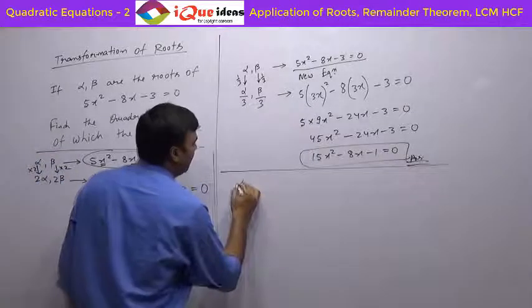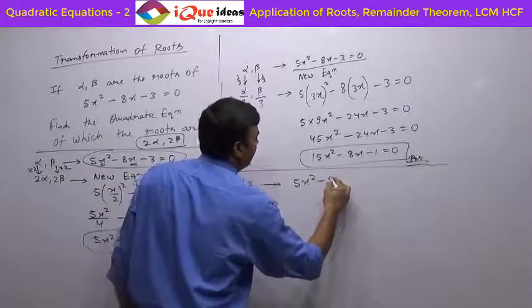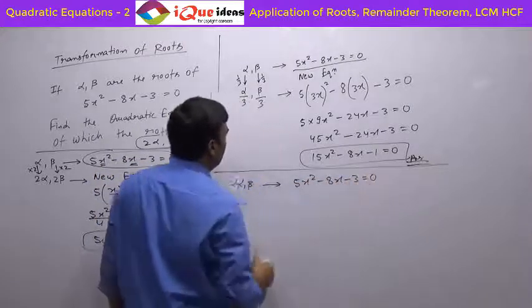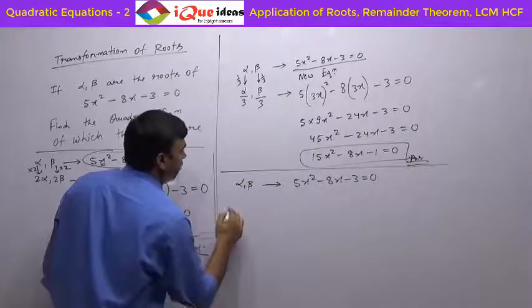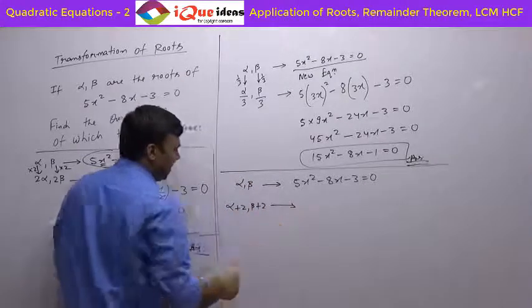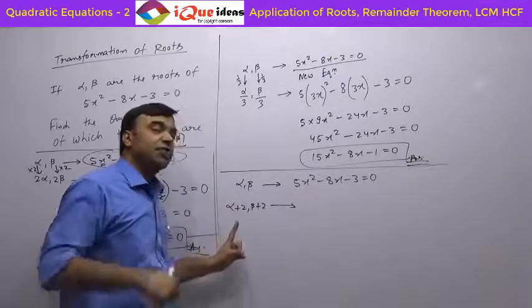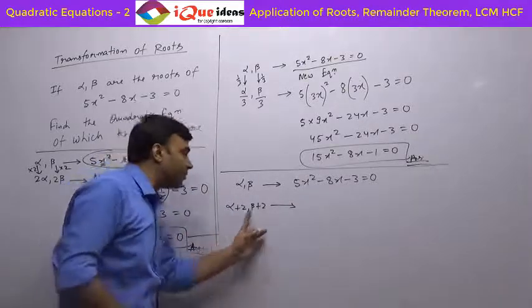If I say that alpha beta are the roots of 5x square minus 8x minus 3 equal to 0, then find the equation of which the roots are alpha plus 2 and beta plus 2. Right? So I'm saying alpha beta are the roots of this equation. Then what will be the equation of which the roots are alpha plus 2 and beta plus 2?